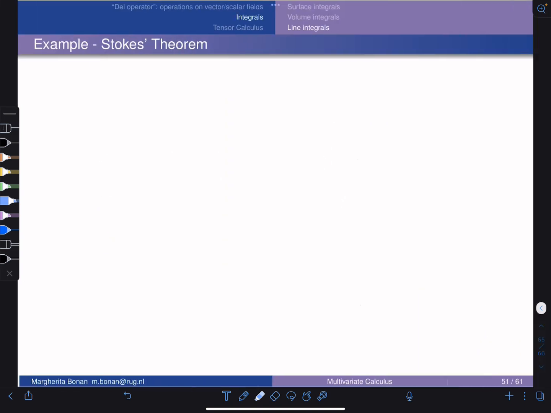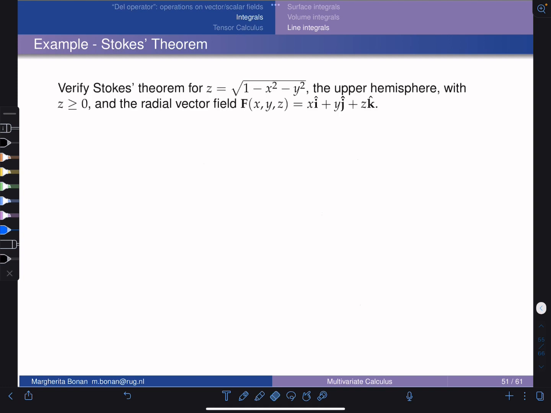To understand and to see why this theorem is true, we have this exercise where we have to verify Stokes' theorem for a surface and a vector field F in 3 dimensions. In this example, we start by computing the first side of the equation of the theorem and seeing that it is equal to the other side. So we compute first the double integral along the surface, and then we compute the line integral about the boundary curve.